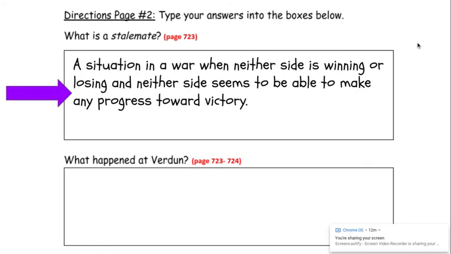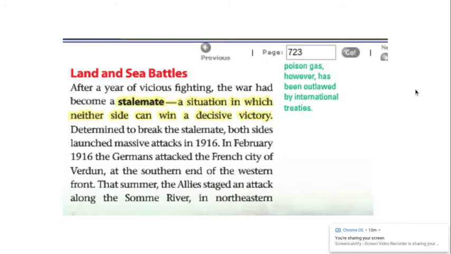So I have a definition for us for this one, and you can feel free to pause the screencast and copy it down. If you have a different definition, that's fine. This says a situation in a war when neither side is winning or losing and neither side seems to be able to make any progress towards victory. Okay, so feel free to pause and write that down. And the rest of what we're reading is going to tell us about Verdun, the battle.